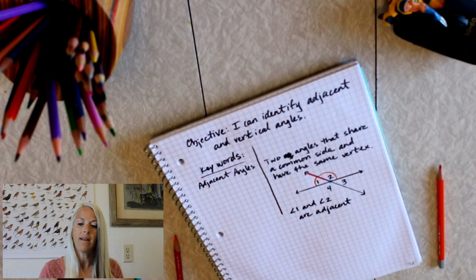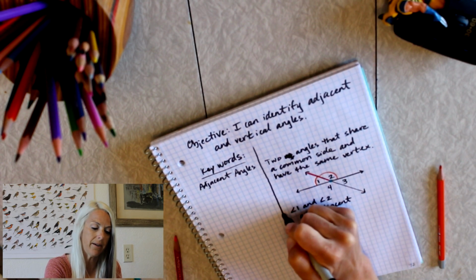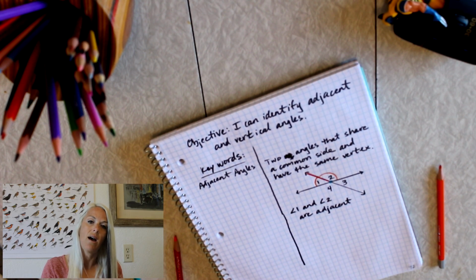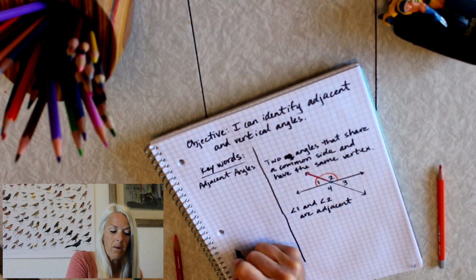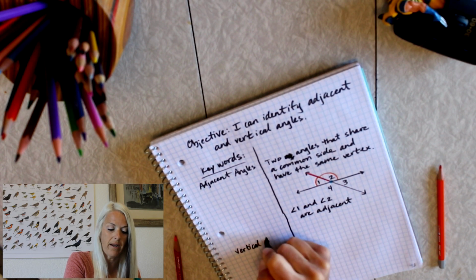So we're going to go ahead and now talk about vertical angles. I'm going to extend my line here. I'm trying to save space at the bottom of the page. If we end up running out of space, we'll just go ahead and go to the other page, and that's fine. So vertical angles.